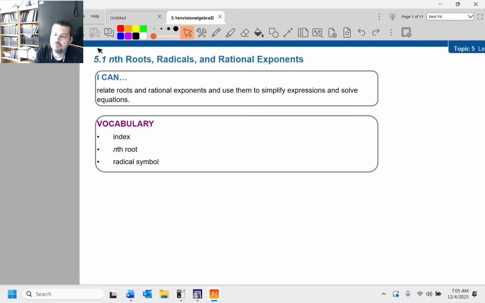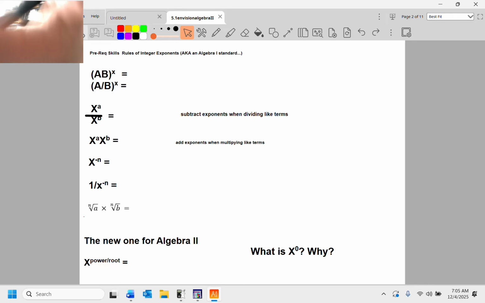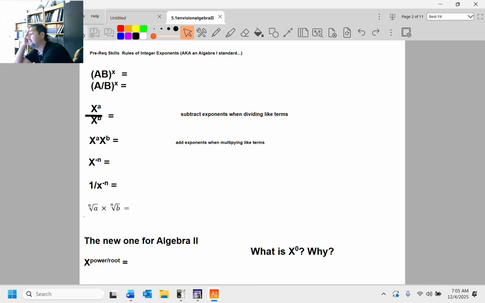We got 5-1. So 5-1 is kind of where things get pretty rough, to be honest with you. We start dealing with exponential rules. And these are rules that need to be memorized, plain and simple. And they are all Algebra 1 rules, with the exception of the last one. So the rules are pretty simple.